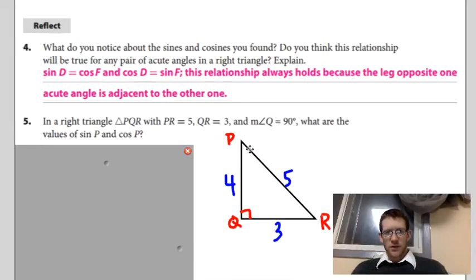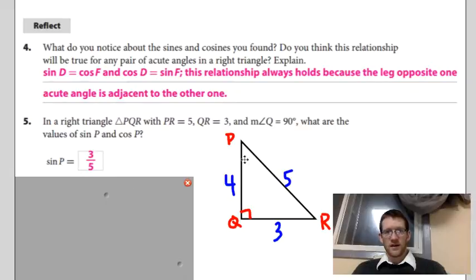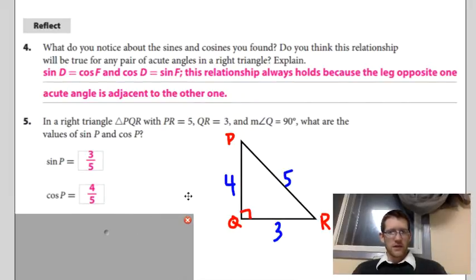So the sine of angle P here, the sine is equal to opposite over hypotenuse. So 3 over 5, sorry. And the cosine of angle P is equal to adjacent over hypotenuse. So 4 over 5. So good job. Pat yourself on the back if you figured that out.